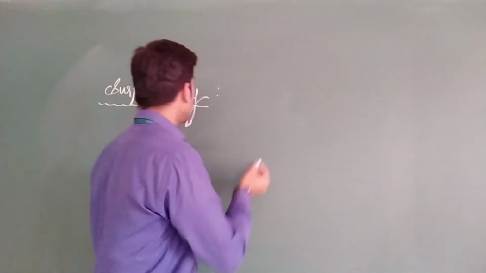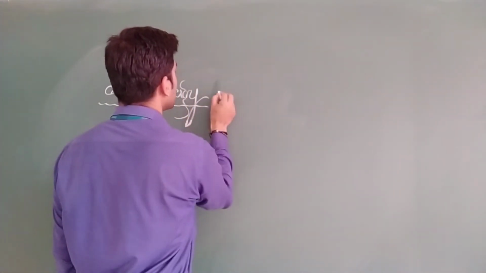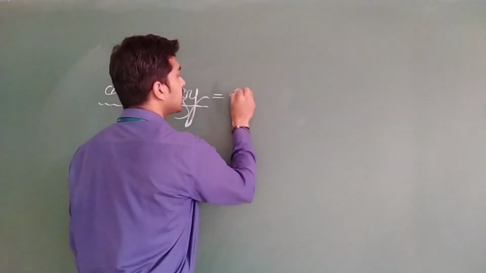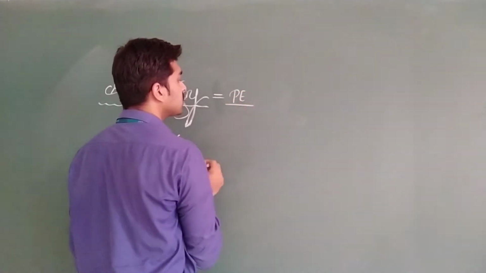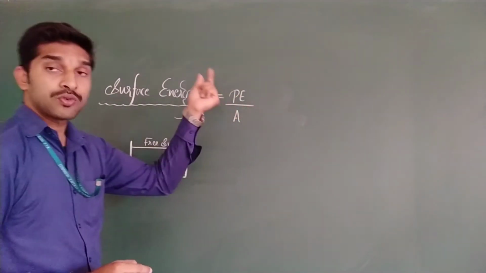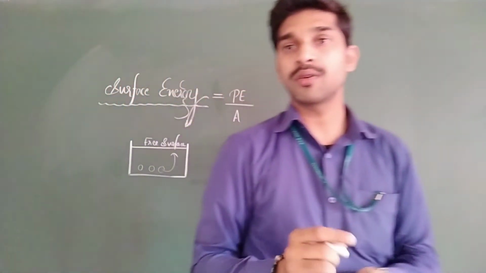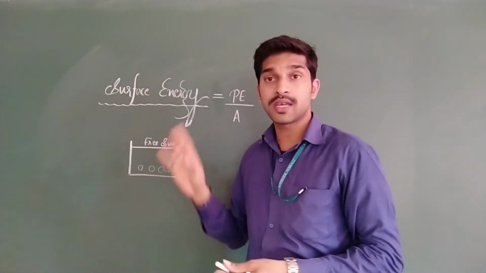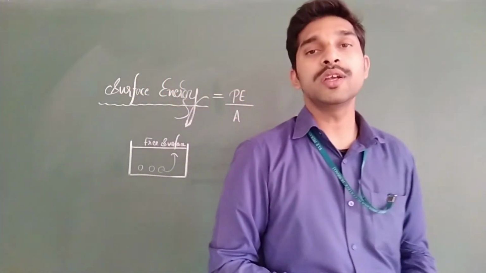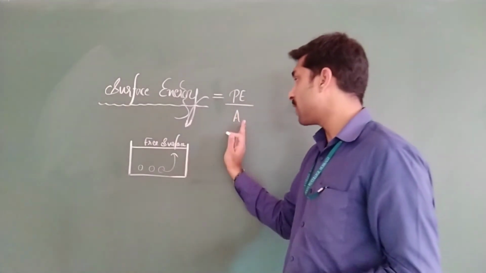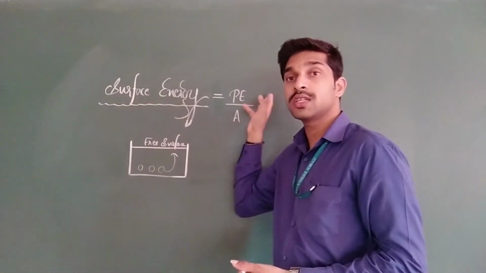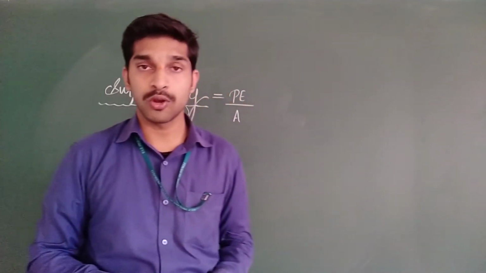Surface energy is given by the potential energy which is stored in the molecules per unit area. So the potential energy stored inside the molecule per unit area is nothing but surface energy. Basically surface energy is potential energy, but what should the area value be? Unity. That means the area should be equal to 1 meter square, then surface energy is equivalent to the potential energy stored in the molecules.